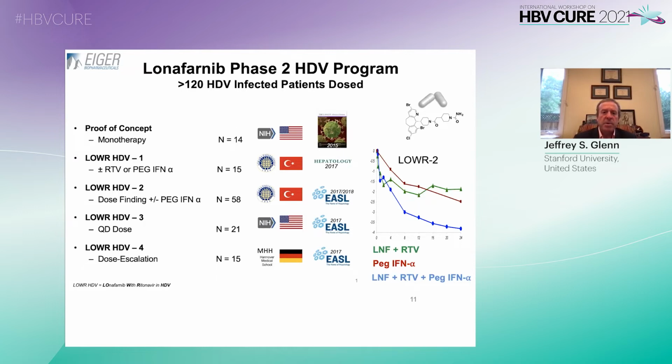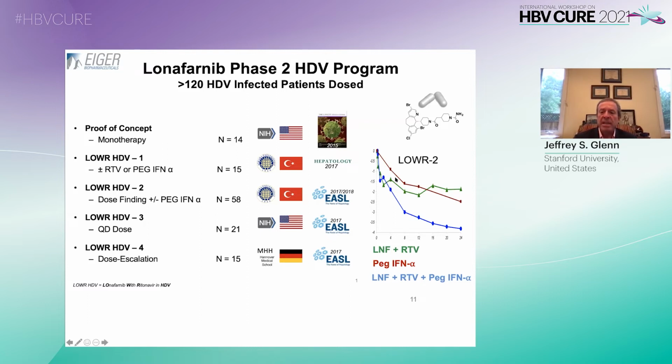And it has been clinically tested in a series of phase 2 studies, starting with the proof of concept study at the NIH and the so-called LOWR HDV 1, 2, and 3, 4 studies, which sought to identify optimal combinations of Lonafarnib with ritonavir in low dose to maximize the PK and the dosing, alone or in combination with interferon alpha. And collectively, these have identified the most promising regimens to take into the phase 3 registration study.